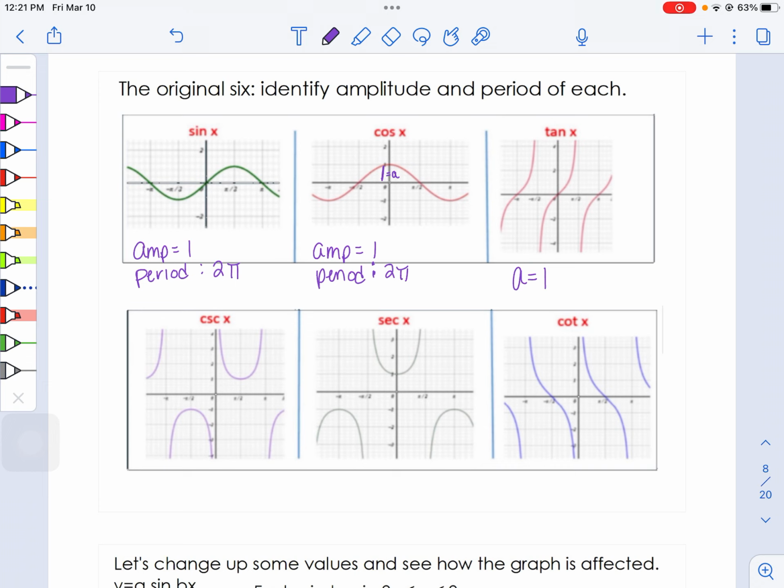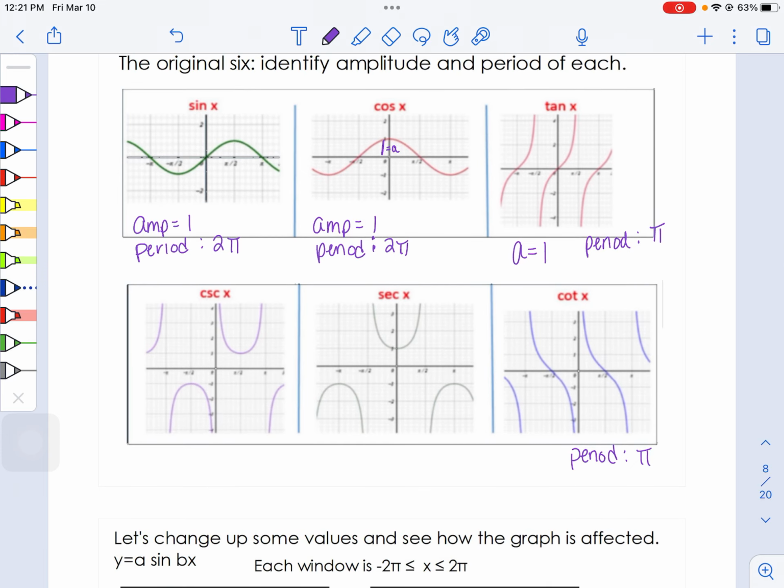But the other difference between the two, for tangent and cotangent, they have a period of pi instead of 2 pi. They complete 1 full cycle in 1 pi. So it only takes half of the rotation to start repeating. And then cosecant and secant again don't have amplitudes. They do have a values still, and we'll talk about how that can change. But their periods are going to be 2 pi still. So they do still have the same period as their original function.